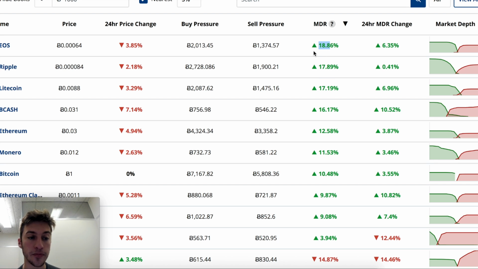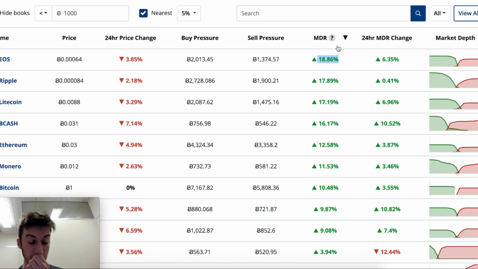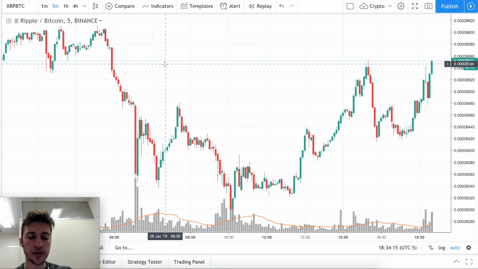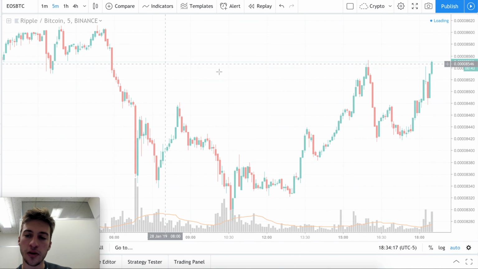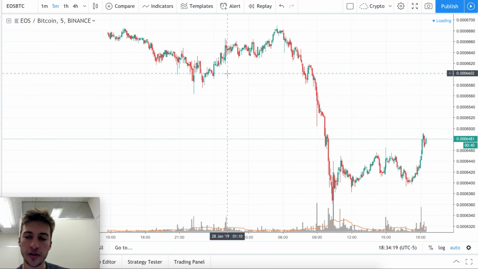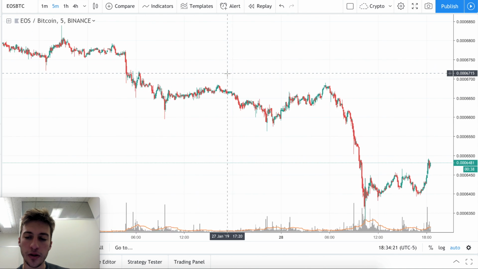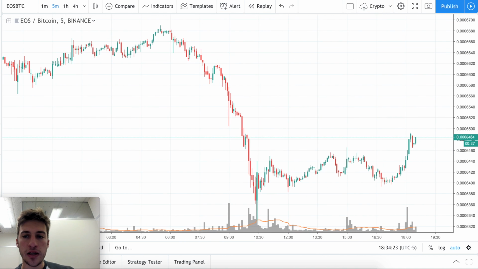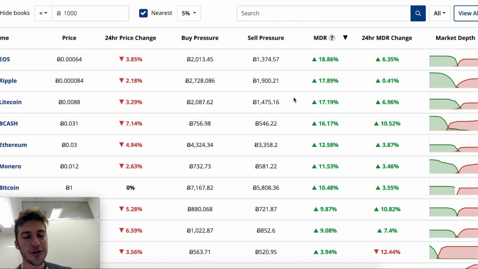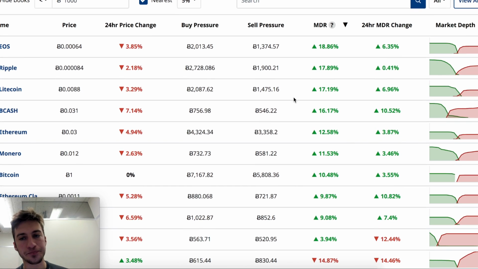So EOS here, however you pronounce it, has plus 18.86% MDR on the 5%, and a pretty good 24-hour MDR change. So this is indicating to us that EOS BTC looks like it's going to go up. So that is some updates. There are so many updates on this site that I have to say all of them.